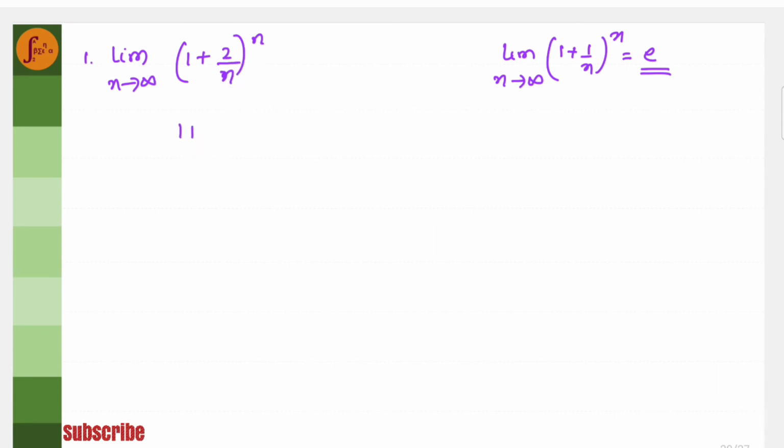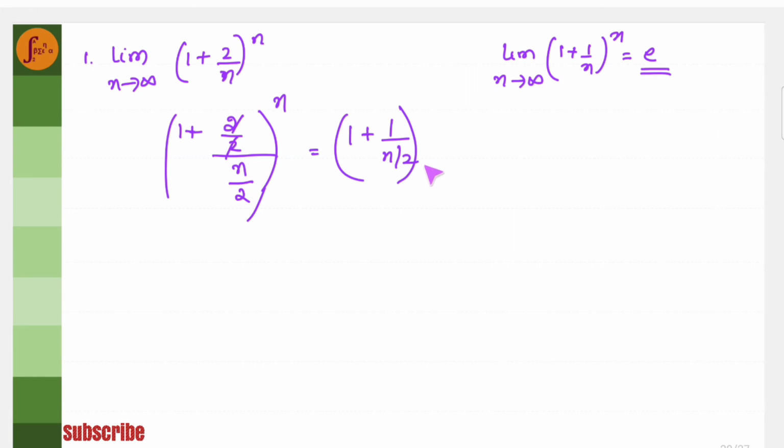So you will get 1 plus 2 by 2 over n by 2, because both numerator and denominator we have to divide, right? So now to the whole power n. So this 2 is going to get cut, and we are going to be left with 1 plus 1 by n by 2. This is how we are going to have. But again, this is still not of this form, because here we have n by 2 and here we have n, which means here also we should have n by 2. Only then we can apply this.